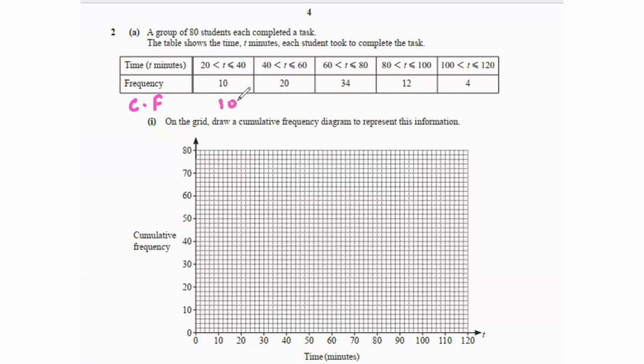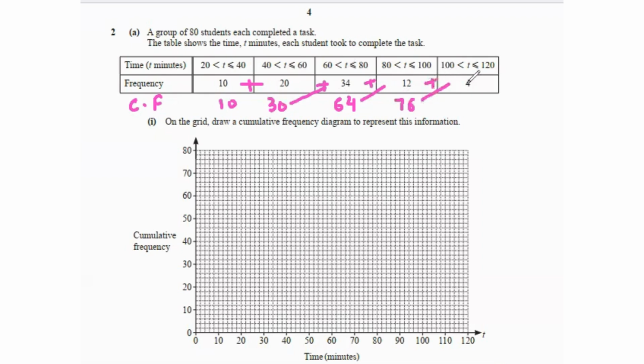So it starts with 10, and then we add 10 and 20, which is going to give us 30. Then we add 30 and 34, which is going to give us 64. Then we add 64 and 12, which is going to give us 76.